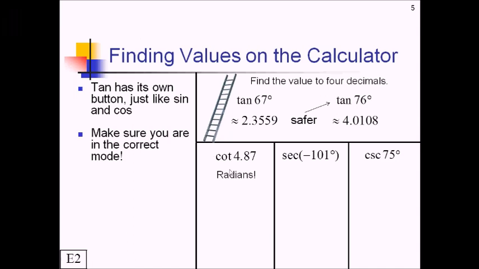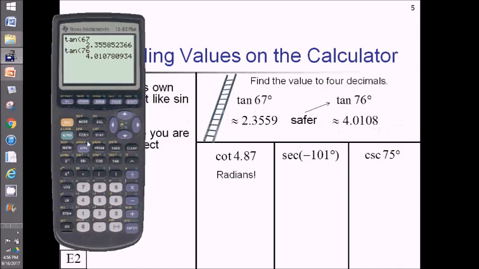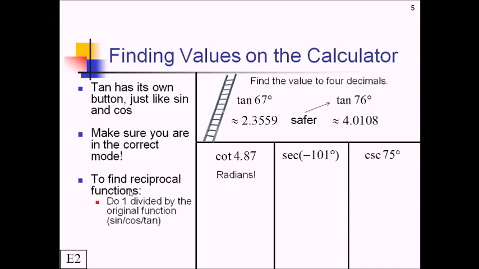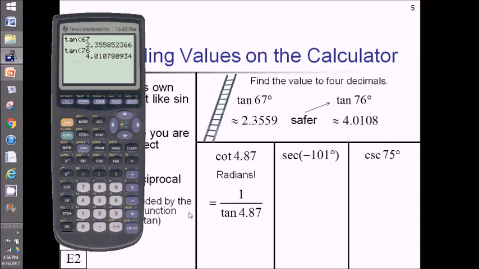And then the other problem is, if you look at our calculator, we have a sine, cosine, and tangent button, but oh no, there's no cotan button. And while we're at it, there's no secant or cosecant button. These reciprocal functions don't have their own buttons, but that's okay, because to find reciprocal functions, all we have to do is 1 divided by the original function. So cotan, that's really 1 over tangent. So on our calculator, we can just do 1 divided by the tangent of 4.87. And let's see what that comes out to. So 1 divided by tan 4.87. And that's about negative 0.1589.